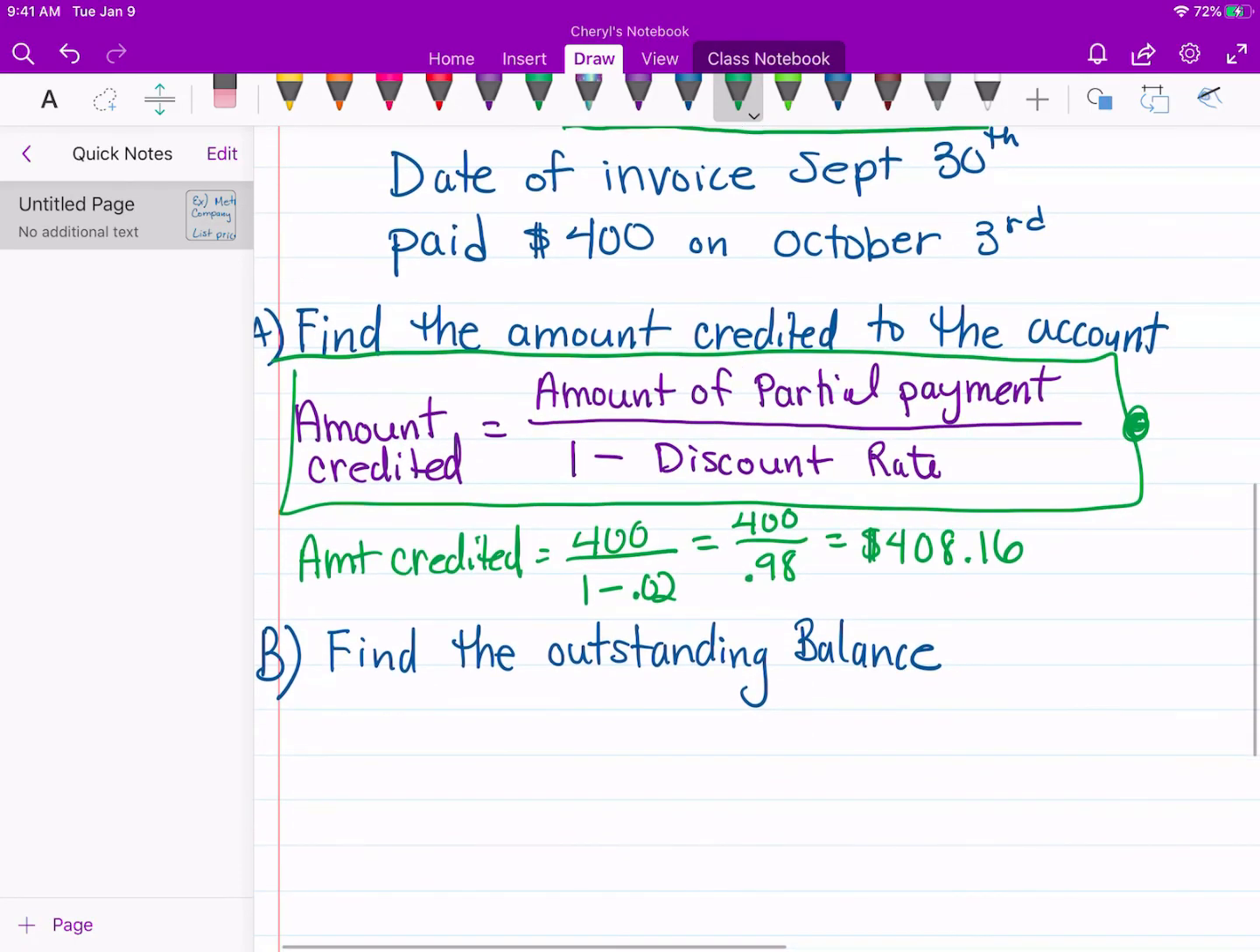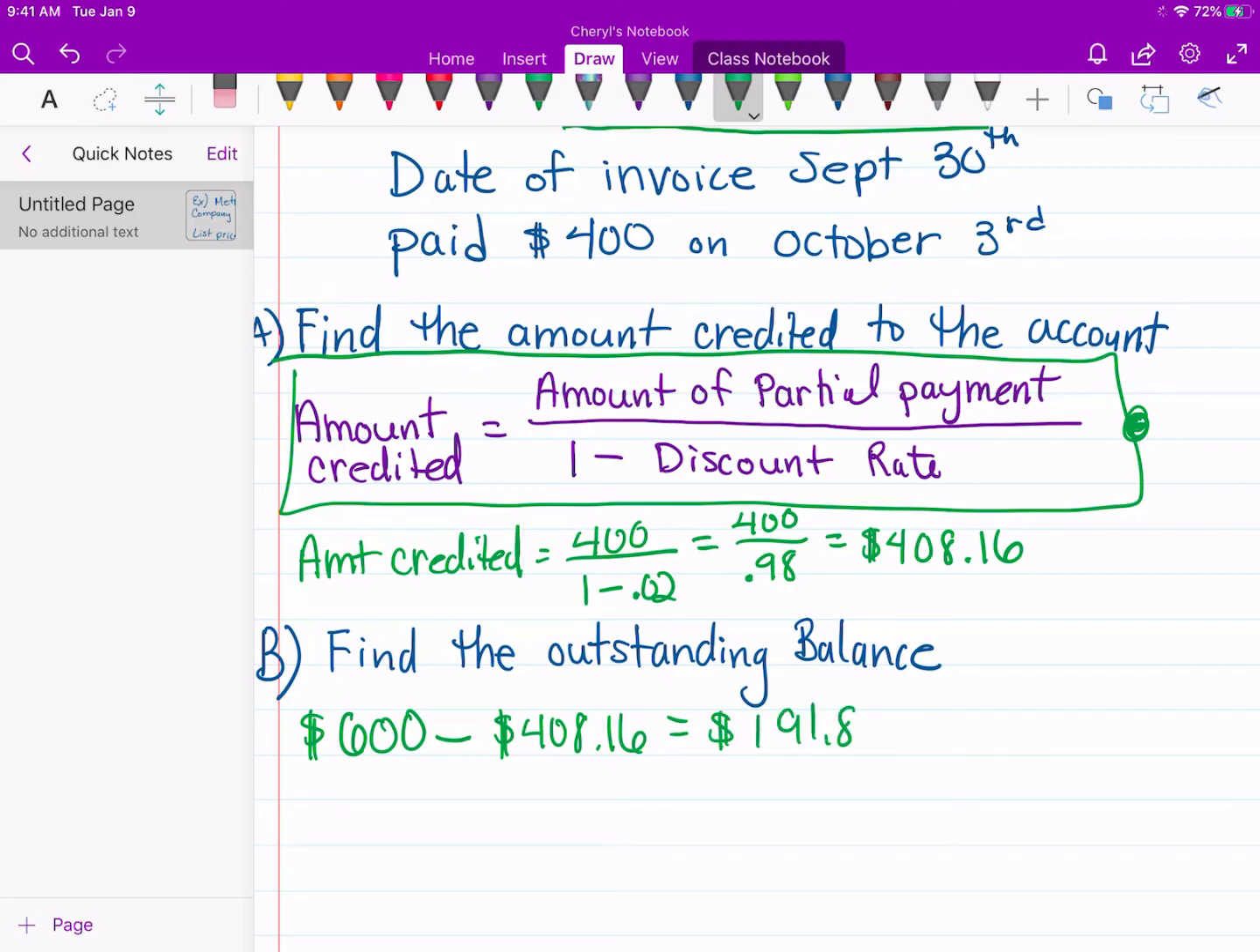Now, to find out how much they have to pay by the end of the 30 days after the invoice date, the credit period, you take their bill, the $600, minus the amount they got credited, which is $408.16. When you subtract that, you get $191.84. So within 30 days of the invoice date, they still have to pay $191.84, which is their balance.